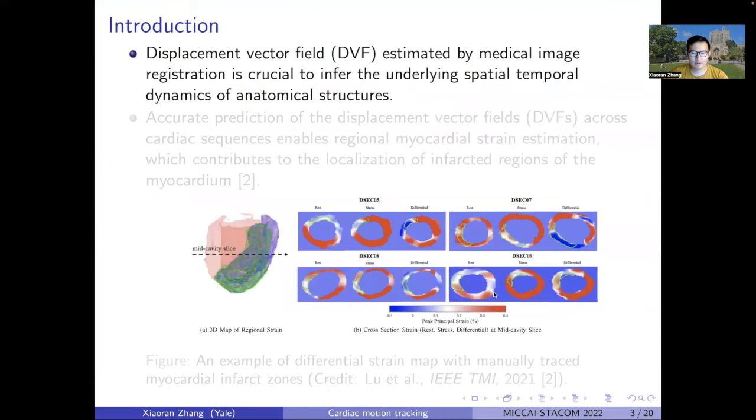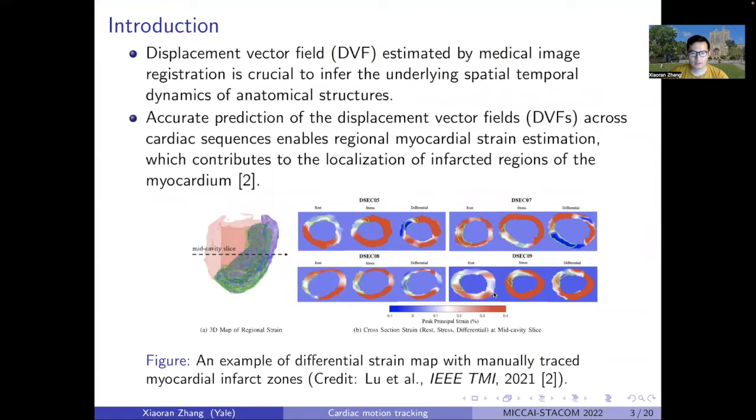Learning spatial-temporal correspondences characterized by displacement vector fields from medical images is important to understand the underlying dynamics of anatomical structures. The DVF is especially important for cardiac motion, whose functional assessment is often analyzed using CMR or echocardiography. Specifically, accurate prediction of the DVFs across cardiac sequences enables regional myocardial strain estimation, which contributes to the localization of myocardial infarction.